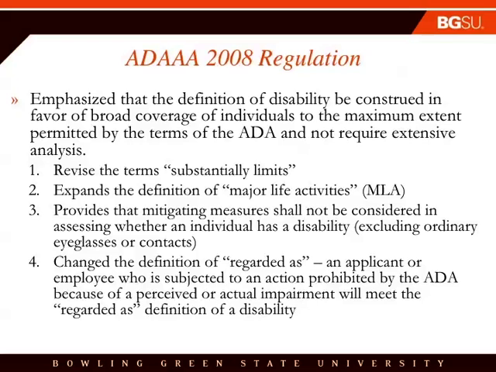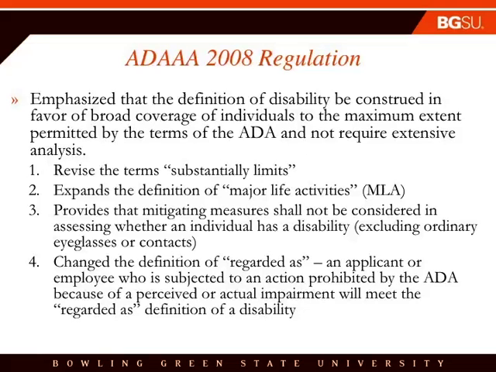2. It expands the definition of major life activities through two non-exhaustive lists that will be presented later in this module. 3. It provides that mitigating measures other than ordinary eyeglasses or contact lenses shall not be considered in assessing whether an individual has a disability. 4. It provides that an impairment that is episodic or in remission is a disability if it would substantially limit a major life activity when active.